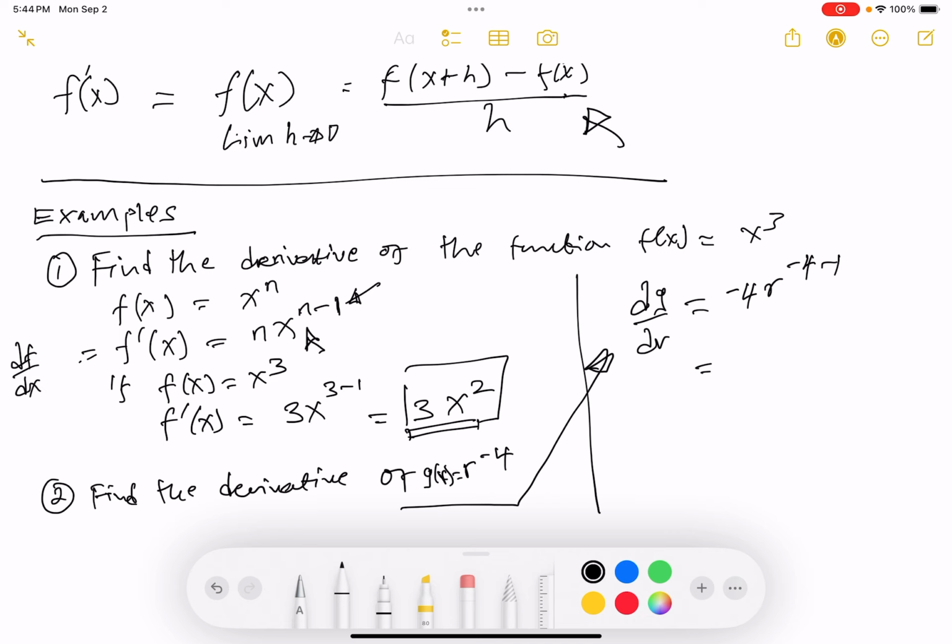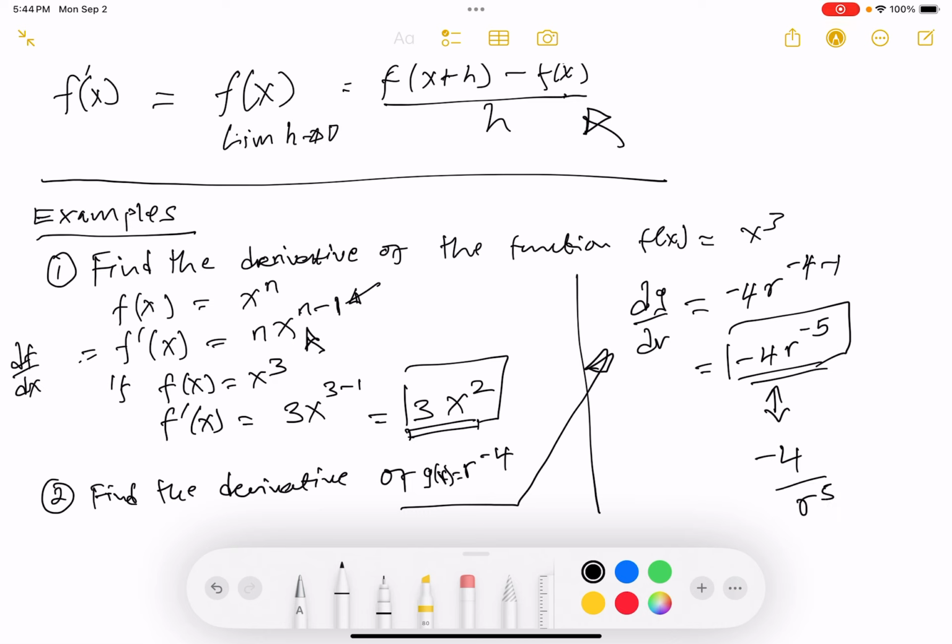What do you get? This would be minus 4 times the variable, it doesn't matter, but minus 4 r to the power of minus 5. And that will be your final answer. You can also write it as minus 4 over r to the power 5.